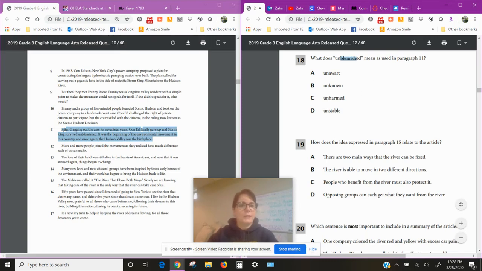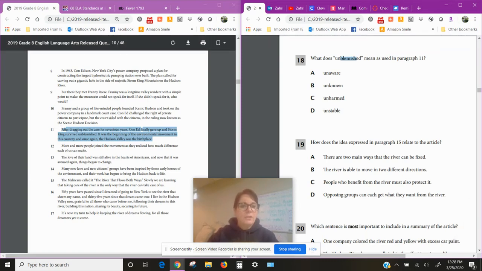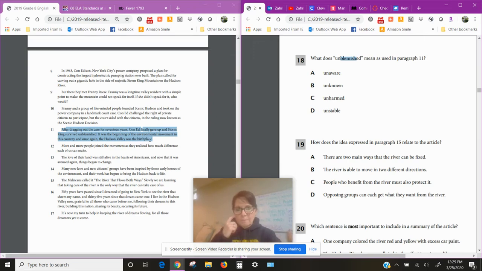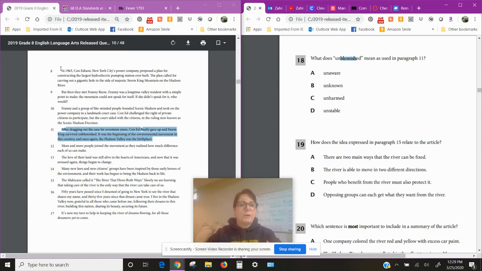So if we go back over here and we look at the paragraph, after dragging out the case for 17 years, Con Ed finally gave up and Storm King survived unblemished. It was the beginning of the environmental movement in this country, and once again, the Hudson Valley was the birthplace. So if we look at that, first of all, we have to know, did something happen to Storm King? What is Storm King? That's why we have to read the article first, because now I know that if I go back up here to paragraph 8, it tells me what happened and what it is.